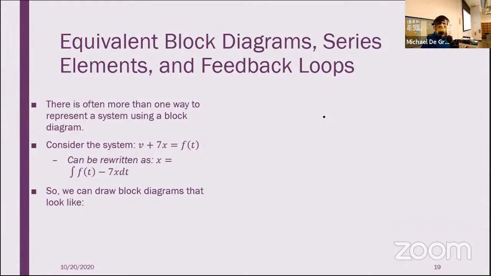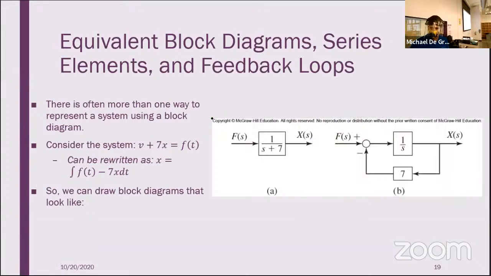So if you look at this system, v plus 7x is equal to f of t, you can rewrite that as x is equal to the integral of f of t plus 7x dt. And so we can draw a block diagram for that. So notice what we did here. That first one, block diagram A, is just for the system v plus 7x is equal to f of t.